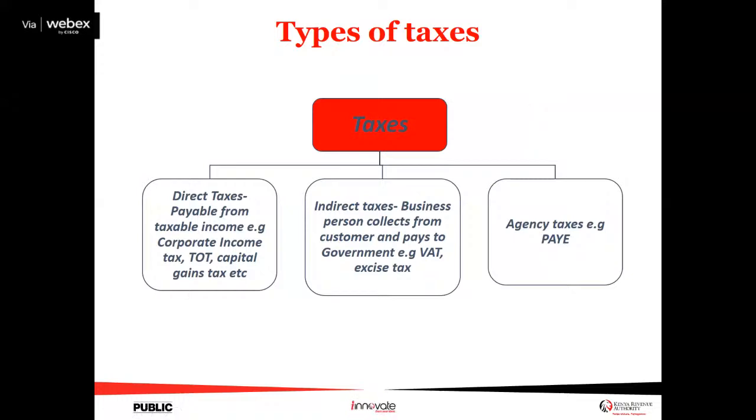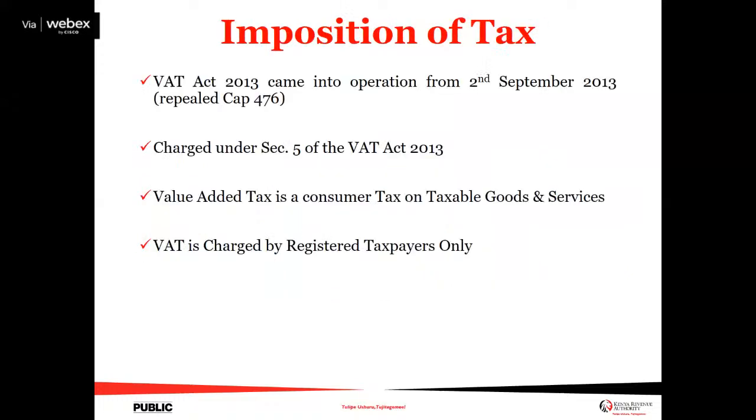So our major focus for today will be discussing indirect taxes, and just to narrow it down, we'll be discussing VAT as a tax. When it comes to taxation, and for VAT in particular, we are guided under the VAT Act of 2013, and this act guides on what needs to be charged, which can be found under Section 5 of the VAT Act, and it's charged on the consumer.